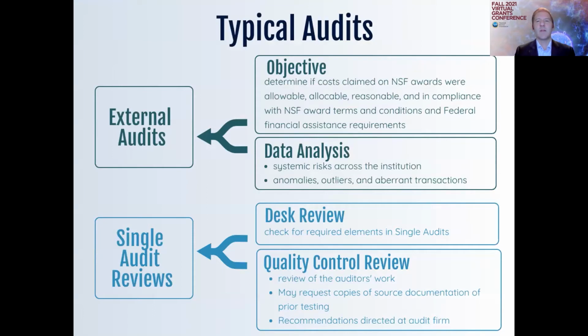First, I'd like to briefly cover the types of audits that you may participate in. In all of these audits, the auditors will be looking at two things: what actually happened and what was supposed to happen. External audits do this by taking a data-driven approach to examine all costs claimed on NSF awards during the audit scope. Single audit reviews look at your single audit auditors to verify that their quality meets standards. Single audit reviews consist of desk and quality control reviews. Quality control reviews are much more in-depth, while desk reviews are higher level and much quicker.